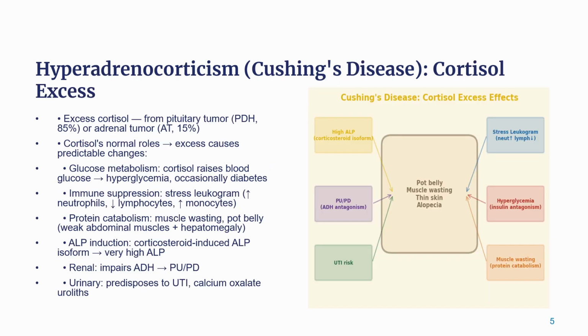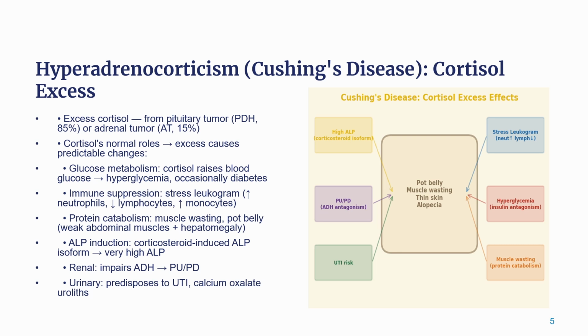Cushing's disease is one of the great mimics in veterinary medicine. Because cortisol does so many things, excess cortisol affects almost every system. Let's reason through the lab findings from the hormone's known actions. Cortisol raises blood glucose by promoting gluconeogenesis, so mild to moderate hyperglycemia is common, and some Cushing's dogs tip over into diabetes. Cortisol suppresses the immune system. You get the stress leukogram pattern every time.